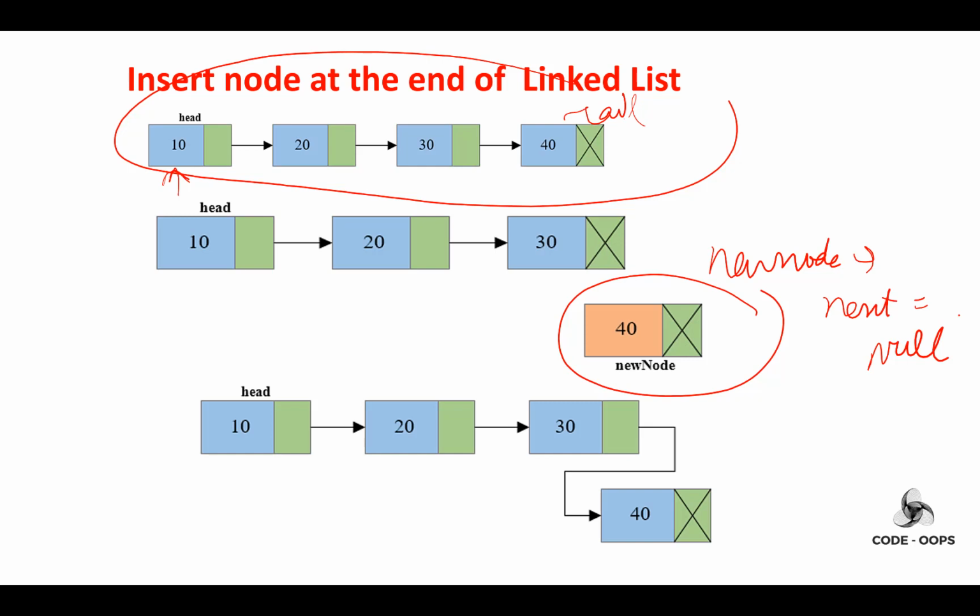and traverse to the last node of a linked list and connect the last node of a list with the new node, that is last node will now point to the new node, that is last node arrow operator next is equal to new node. Let's see the program to insert a node at the end of a linked list.